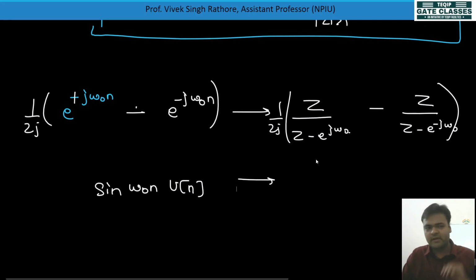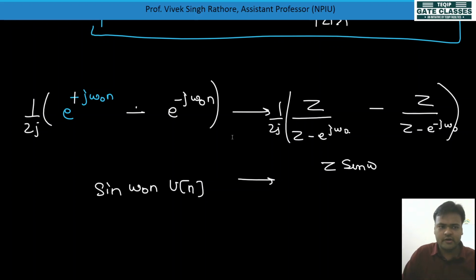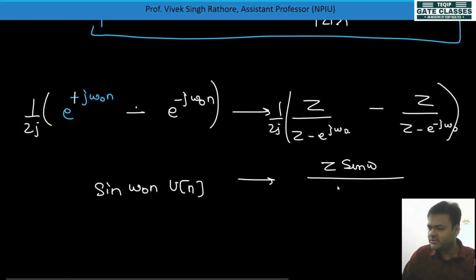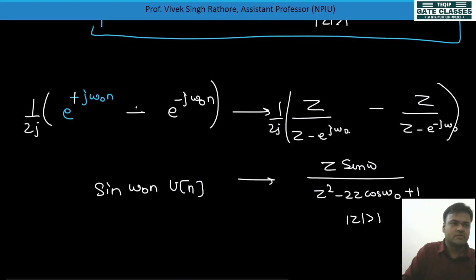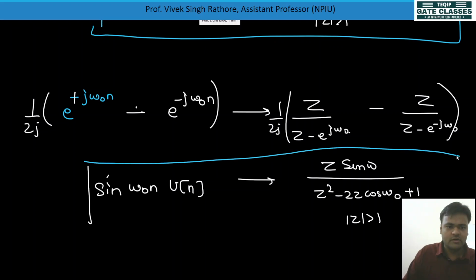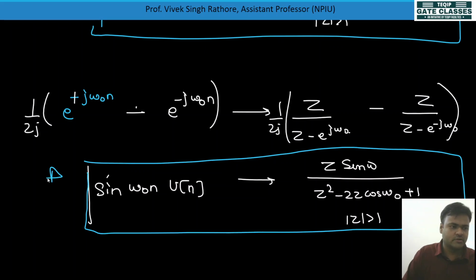We will cross multiply and take the LCM. So what we'll get here is z sine omega. You should solve it. I'm writing the answer: z sine omega naught over z square minus 2z cos omega naught plus 1, and its ROC is mod z greater than 1. So this value is also worth remembering. Okay, so you should remember this formula.